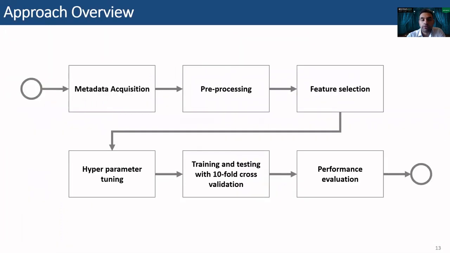To do that, a forensically sound approach that does not affect the evidence was used. This approach consists of six main steps. The first is forensically extracting the data or the metadata from the files, then conducting pre-processing, feature selection, hyperparameter tuning, training and testing, and finally doing evaluation of the performance.